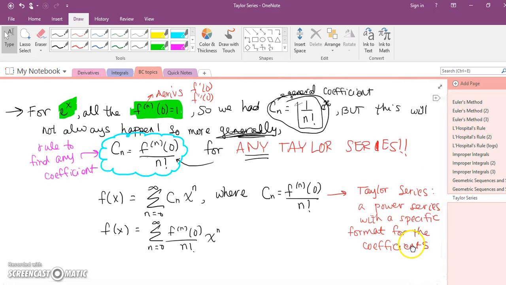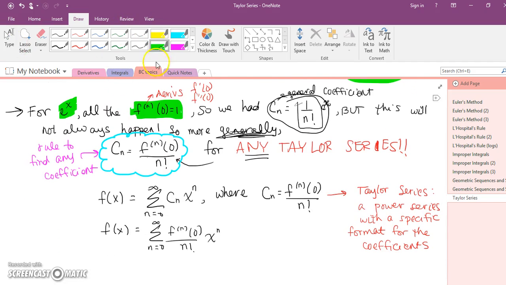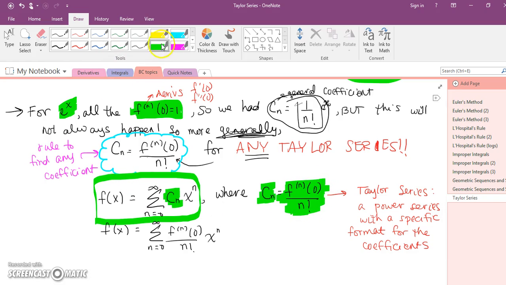So I can write the series, which I had written up here, more generally for any series. I'm going to write it like this. My function is going to be the sum from 0 to infinity of my coefficient times x to the n, where my coefficient is defined to be what I just wrote above: the function at the nth derivative at 0 over n factorial. If you want to combine these two, it kind of bothers me writing them separately.